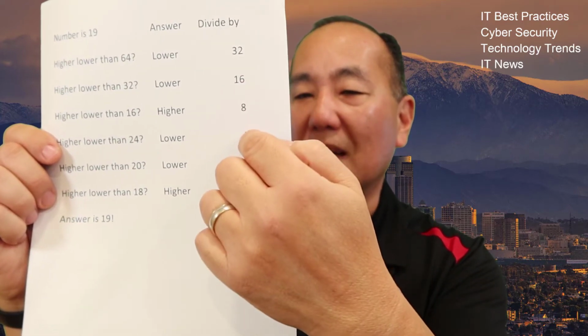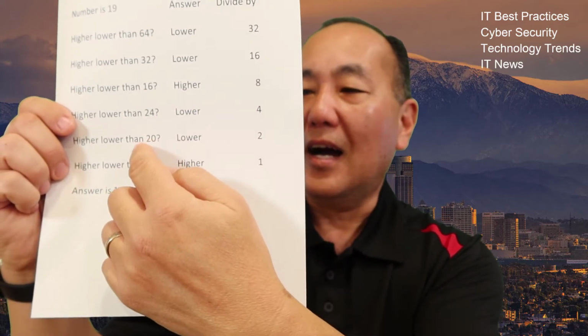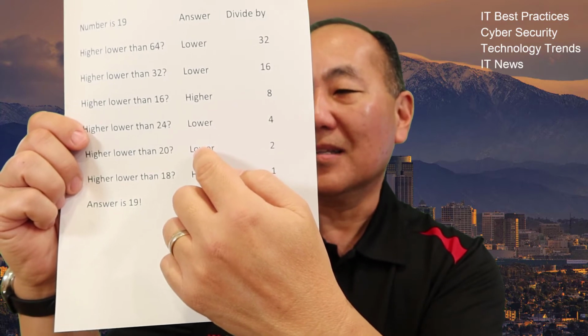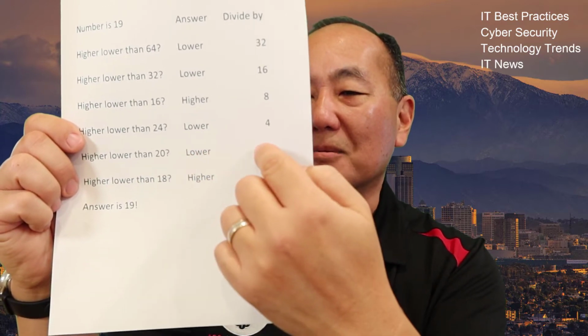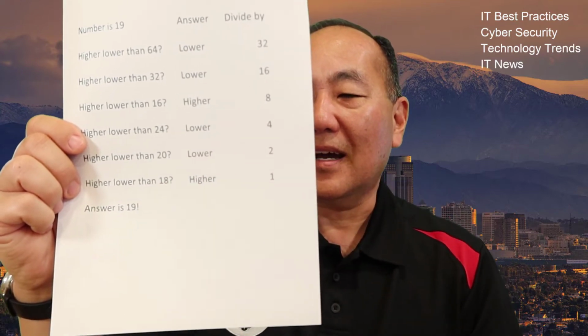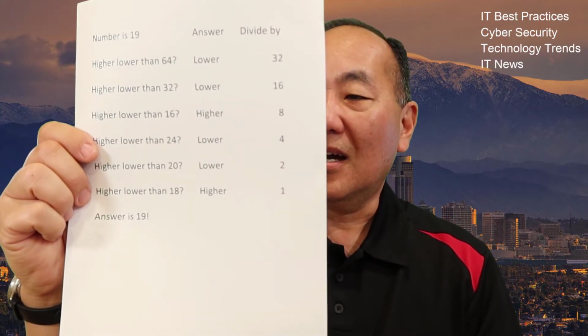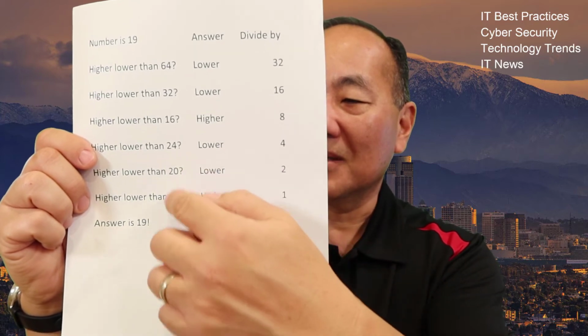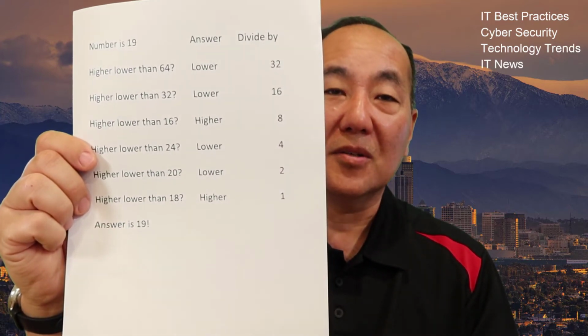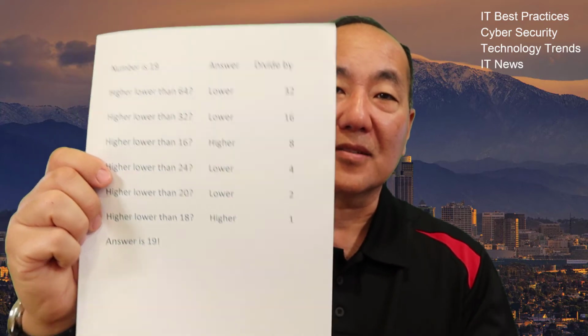As you can see here, we keep dividing the problem in half. And then higher or lower than 20? And the answer then would be, well, it's lower, so then I subtract 2. Higher or lower than 18, and the answer is higher, and it has to be 19, because it's right in the middle, right? It's between 18 and 20. And this is actually a worst case scenario. If you pick a power of 2, then you can find the answer even faster.